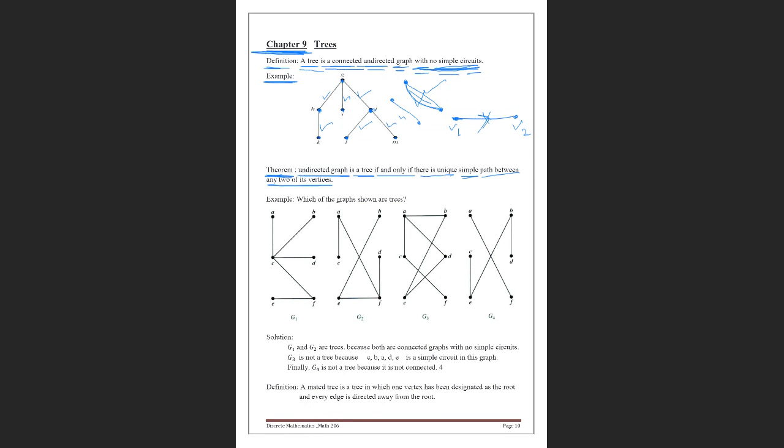So here, see this example. Which of the graphs shown are trees? Which one is a tree here? So G1 and G2 are trees. These are trees. Both are connected graphs with no simple circuits. G1 and G2 are trees because both are connected graphs and have no simple circuits. G3 is not a tree because CBADE is a simple circuit in this graph.